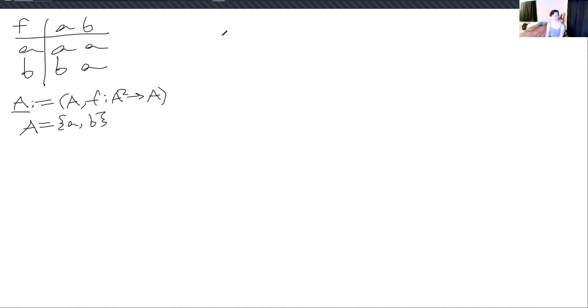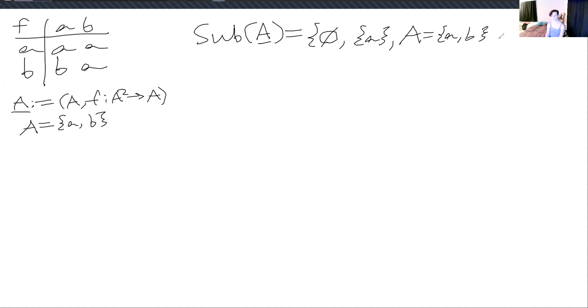Now, I've found that the collection of subuniverses of my magma A consists of the empty set, the singleton set containing just A, and the entire set A, which is again the set containing A and B. So you might have a different list, but your list should always include the empty set and the entire set. But you may or may not have the two singleton sets, A and B. So, now that I've done this, I can actually draw what's called a Hasse diagram to get a picture of what my subuniverses look like, because we can order our subuniverses by containment.